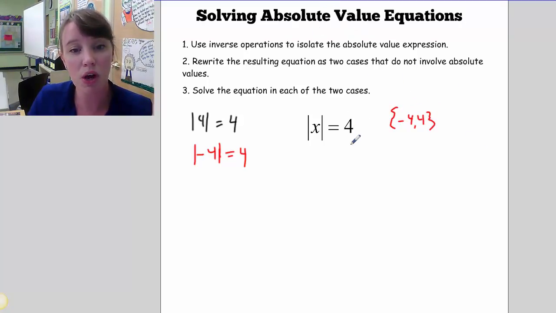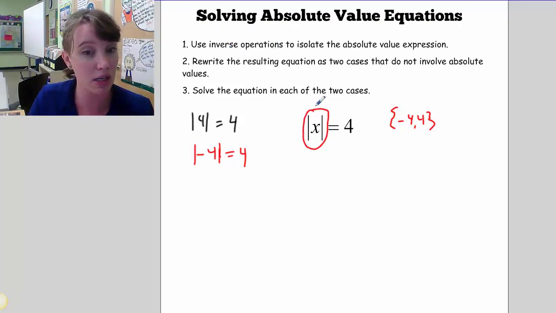So this is the simplest absolute value equation. There are going to be ones that are a little bit trickier to solve, or that take more steps to solve. So in order to solve it, we're going to go through a series of steps. We're going to use inverse operations to isolate the absolute value expression. For us, that was already done in this simple equation. Then we're going to rewrite the resulting equation as two cases that do not include the absolute value.